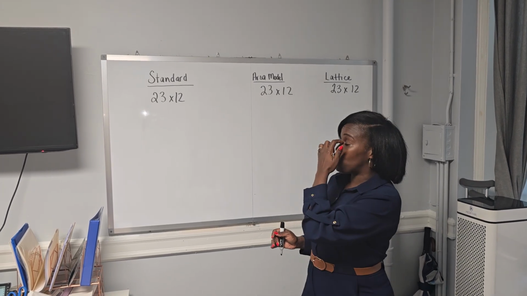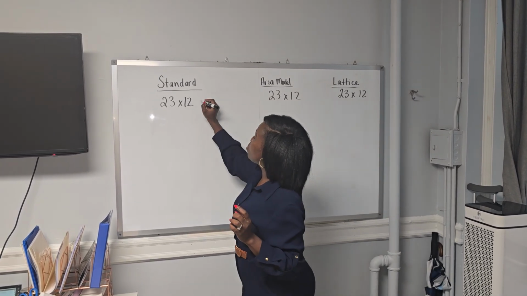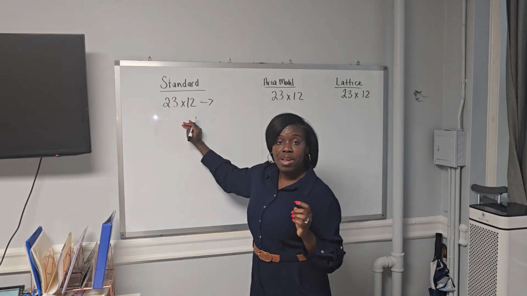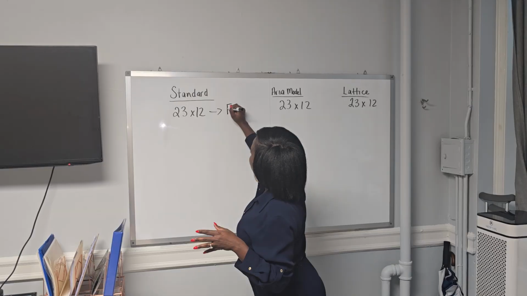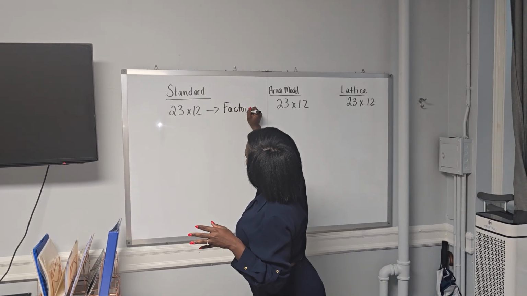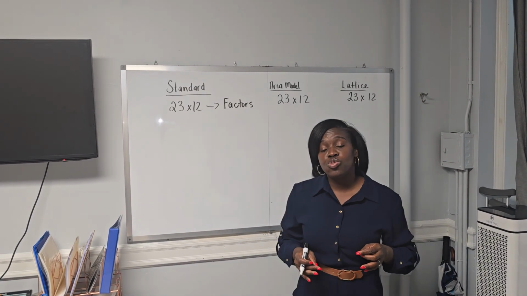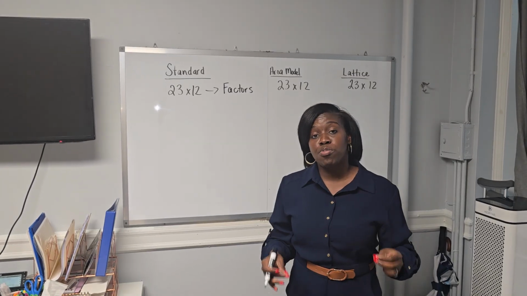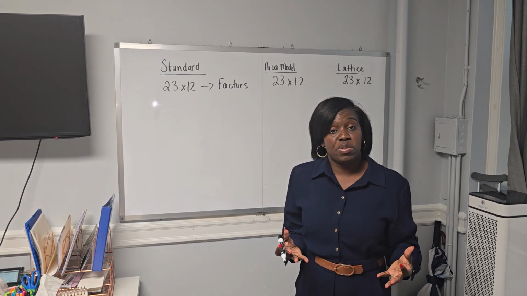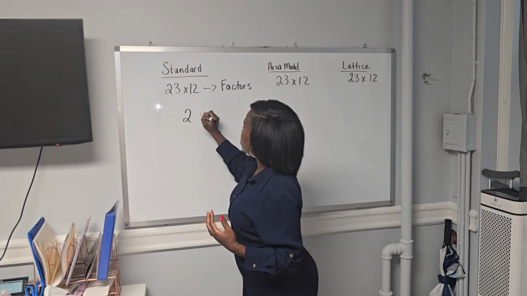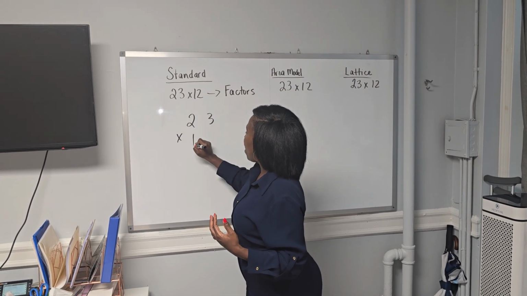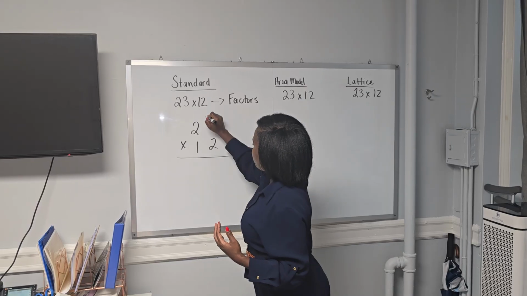The first thing that I want to stress to families, we want to teach students that when they are multiplying, the numbers that they are multiplying are called factors. Factors are 2 or more numbers multiplied to get a product. The product is the answer to a multiplication problem. The first thing we're going to do with the standard algorithm, we are going to line our digits up.